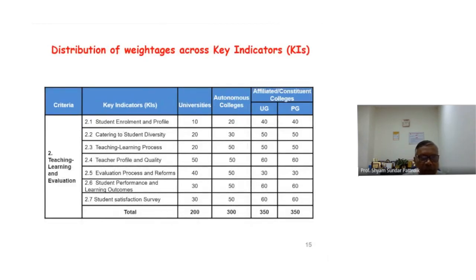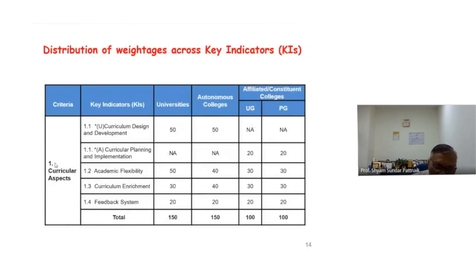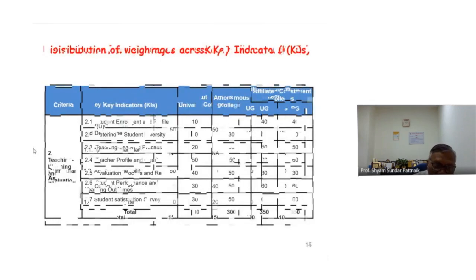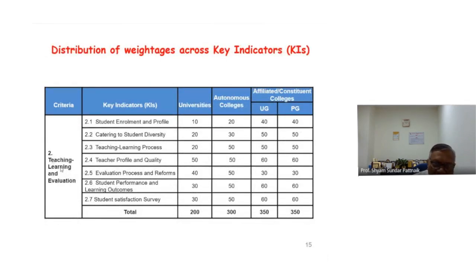Then the second component is teaching, learning, and evaluation. So when we talk about evaluation, the assessment is also very much part of that. So the first is how you design the curriculum, then how you implement the curriculum. So the implementation of the curriculum is the teaching, learning. So when we talk about the teaching, learning, first, here in the key indicators are the student enrollment and profile. Why is it required?